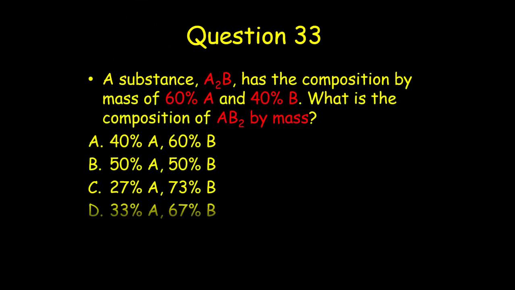Question 33. A substance A2B has a composition by mass of 60% A and 40% B. What is the composition of AB2 by mass? 40% A, 60% B; 58% A, 50% B; 27% A, 73% B; 33% A, 67% B; and last, none of these.